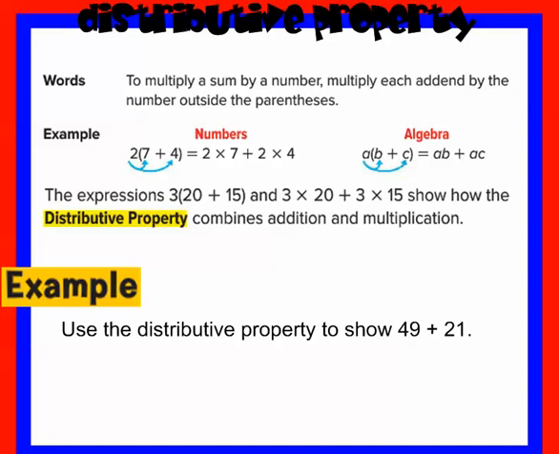Well, if you think about 7 plus 4, that's 11. And 11 times 2 would be 22. But if I look at it in a different way, you'll see that I could do 2 times 7, which is 14, and 2 times 4, which is 8. And when I add those 2 products together, I get the same result. I get that 22 that I would get if I did 2 times 11. So the distributive property just allows us to see situations from a different perspective.